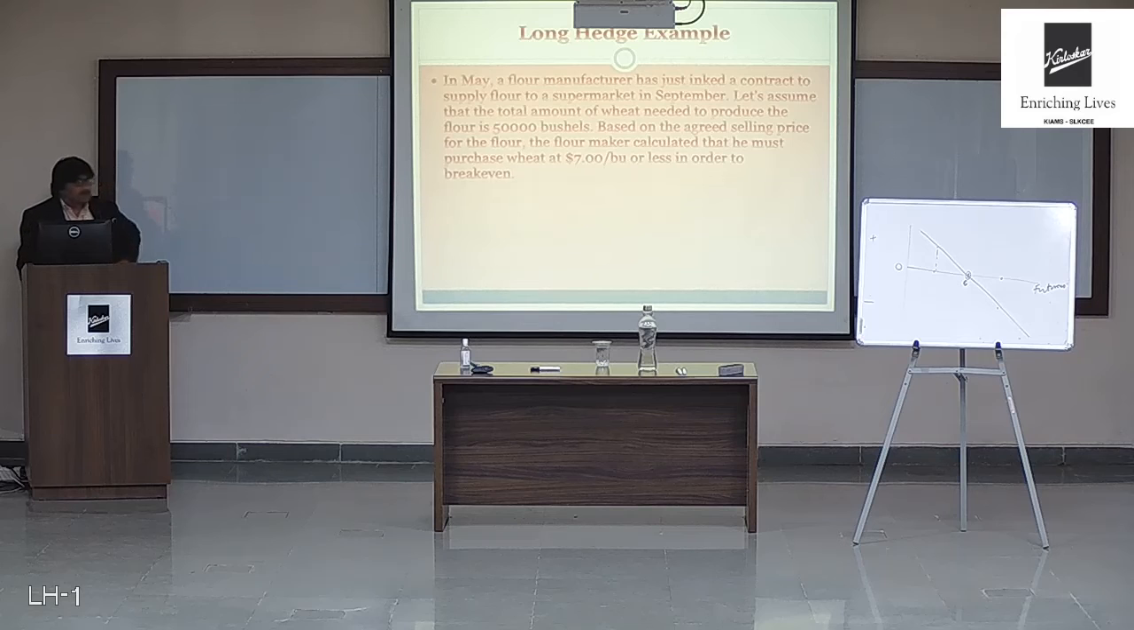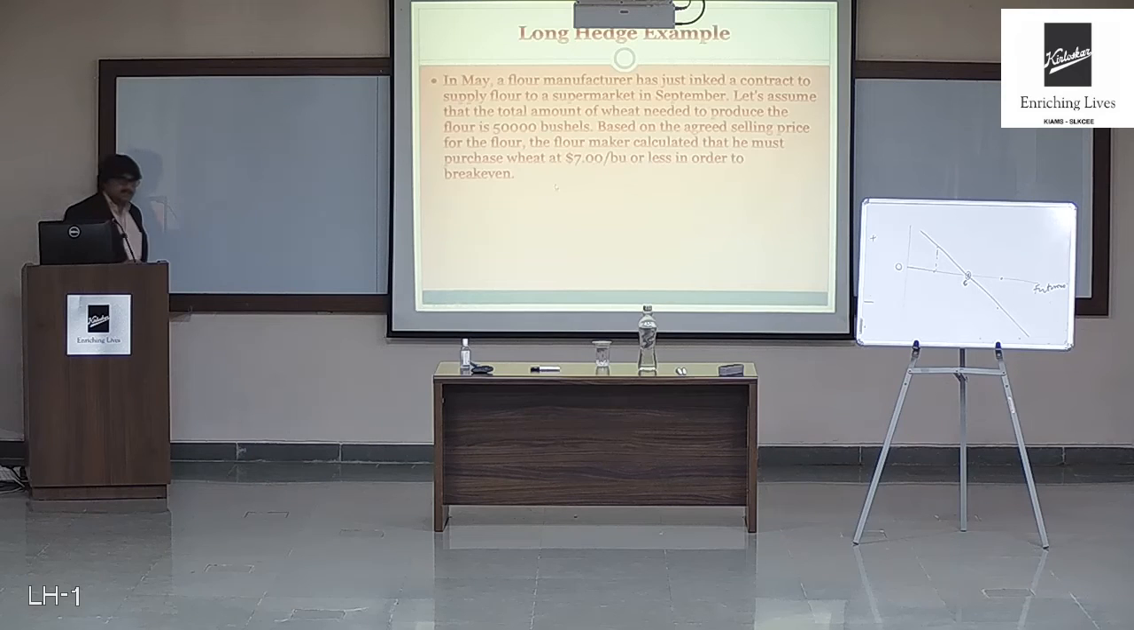So now we'll take one example. Suppose in May, a flour manufacturer had just inked a contract to supply flour to a supermarket in September. So he will be supplying the flour to the supermarket in September. Let's assume that the total amount of wheat needed to produce the flour is 50,000 bushels, and based on the agreed selling price of the flour, the flour maker calculated that he must purchase wheat at $7 per bushel or less in order to break even.